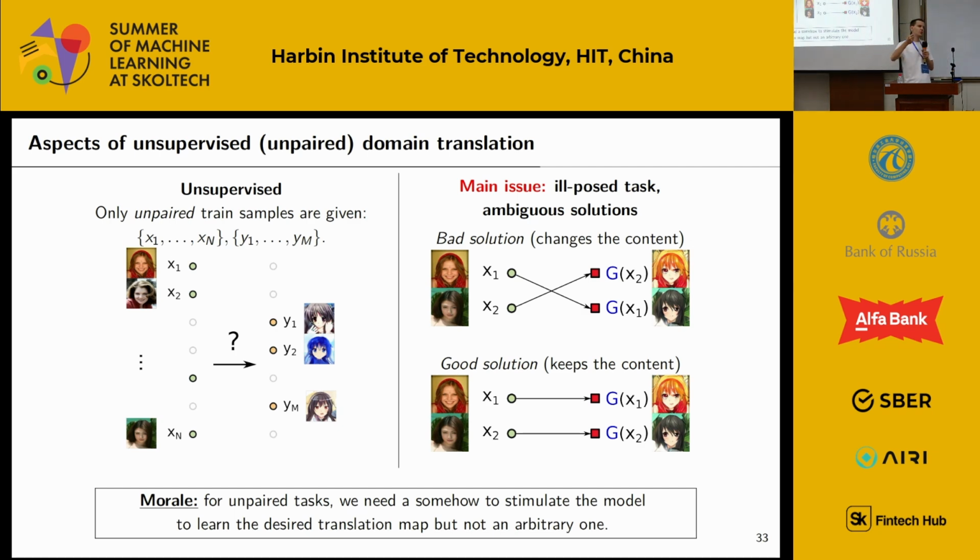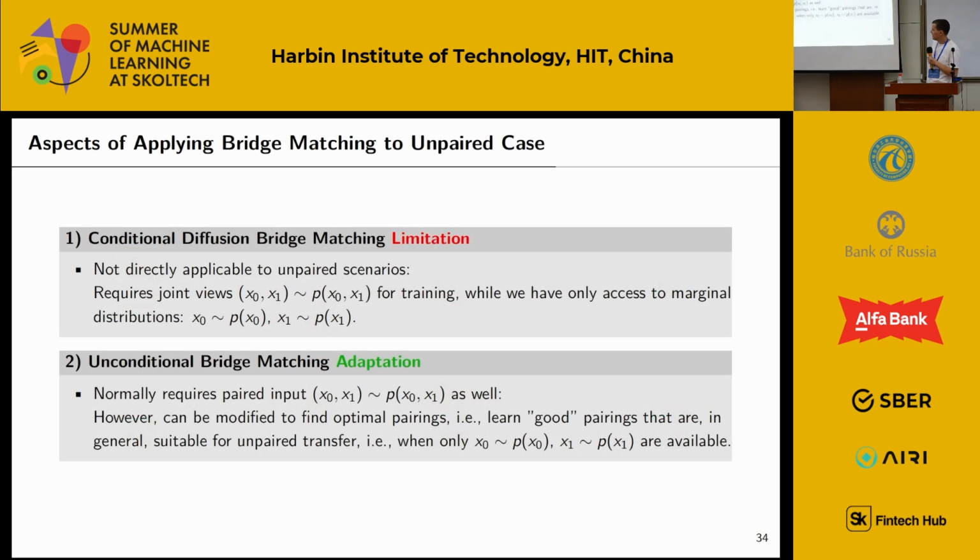So there is a so-called notion of content preservation or content similarity, which is widely propagated in this unpaired learning generative modeling subfield, which basically says that your model should learn reasonable translation maps which do not change the content of the image too much, otherwise it's just quite useless in practice. The question is, how can we apply bridge matching to solve the unpaired translation problem?